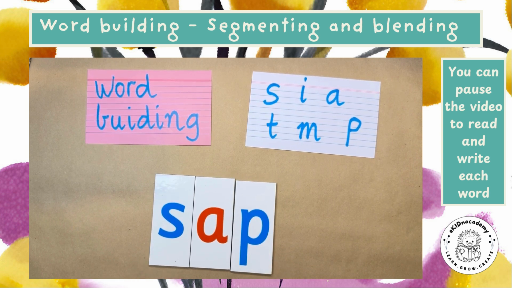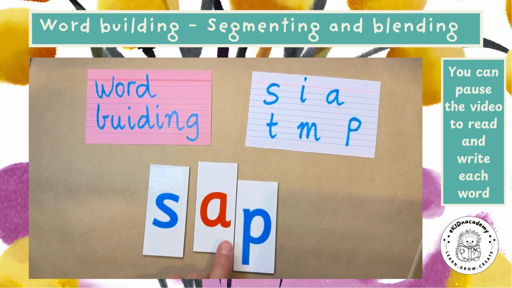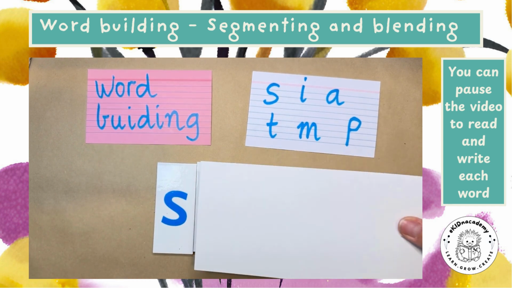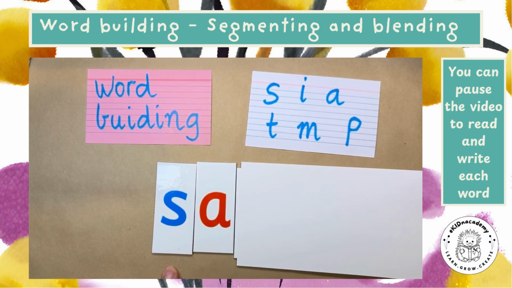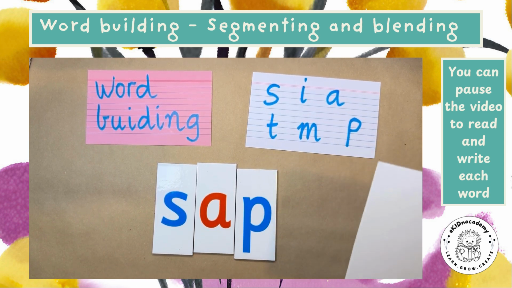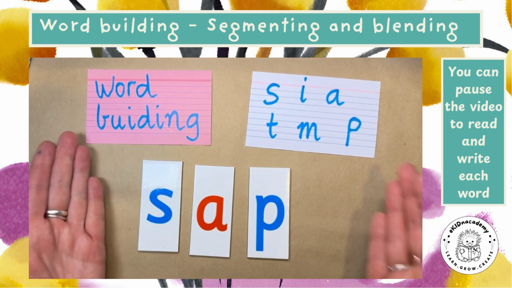This is the stuff that comes out of trees. S, a, p. Sap. S, sa, sap. S, a, p. Sap.